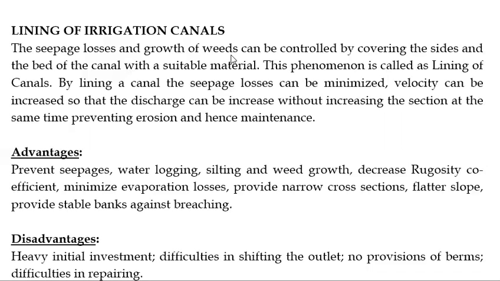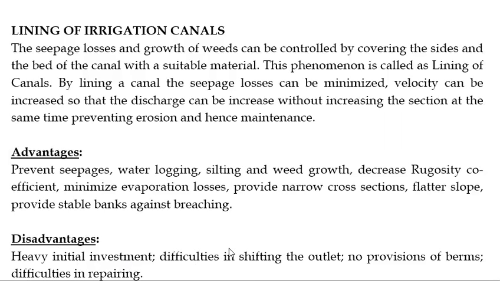So if seepage loss is minimized with the help of lining of canal, then velocity can be increased, so that ultimately the discharge can also be increased without increasing the section at the same time. Right, and if you see the advantages, then it prevents seepage, waterlogging, silting and weed growth, and also decreases the rugosity coefficient, minimizes evaporation losses, and also provides a narrow cross section and flatter slope, and also provides stable banks against breaching.